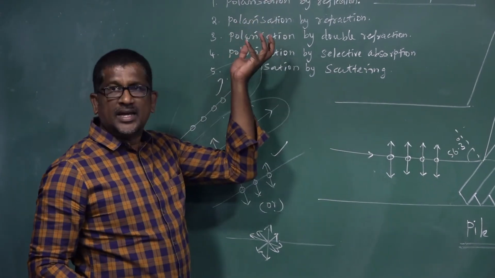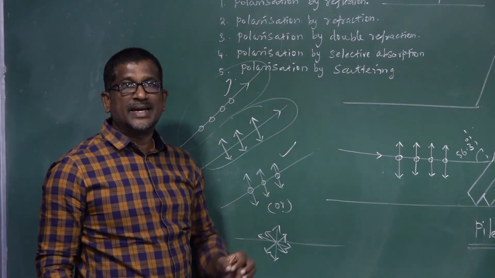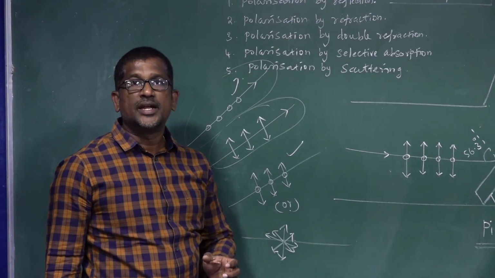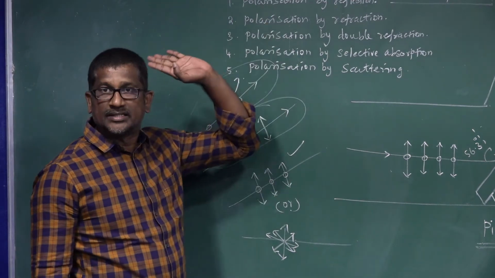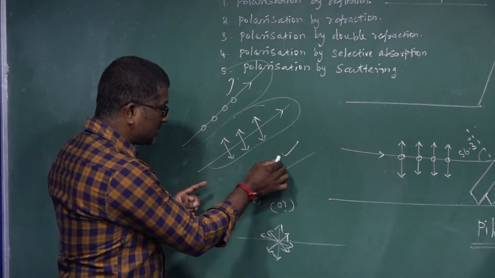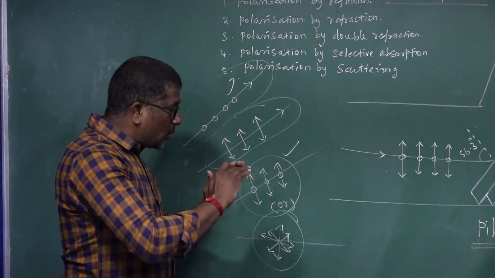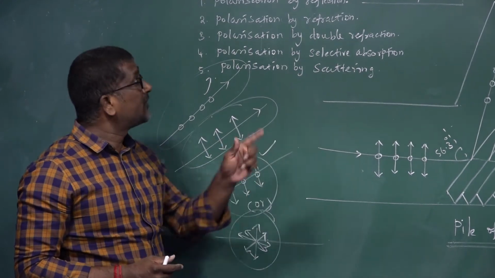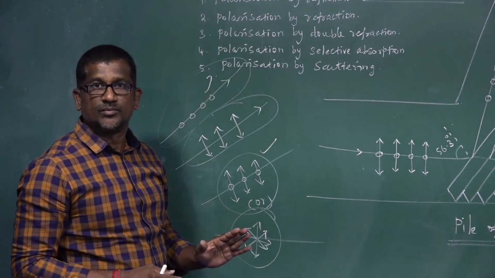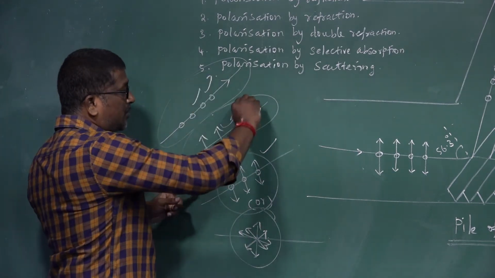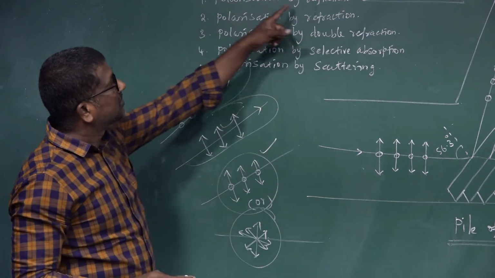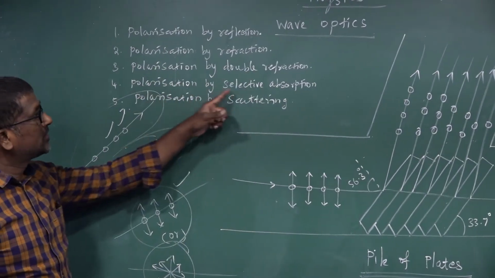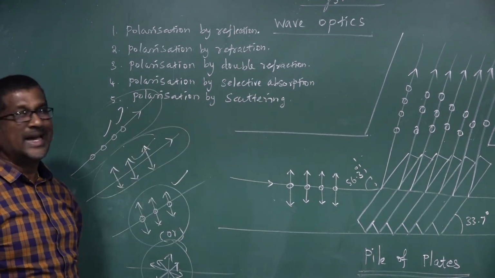You know what is meant by polarization? Polarization is a phenomenon. The phenomenon of restricting a vibration into a particular plane is known as polarization. In unpolarized light, we can restrict the vibration to only one direction, and that phenomenon is known as polarization. So there are different methods of producing plane polarized light: polarization by reflection, refraction, double refraction, selective absorption, and scattering.